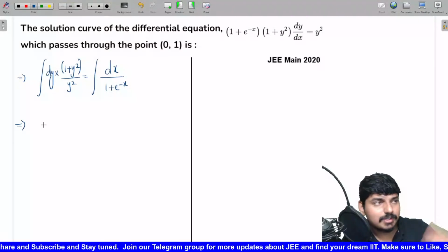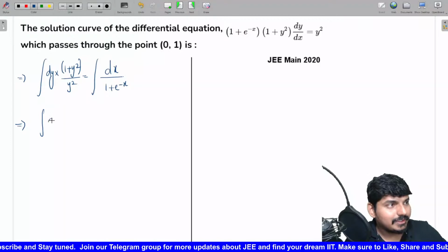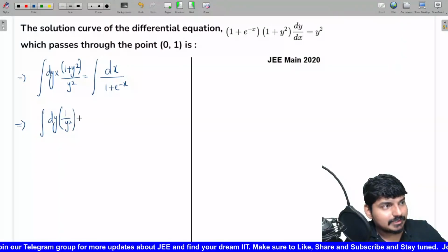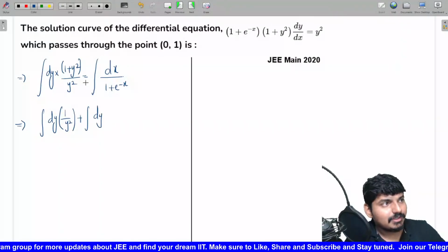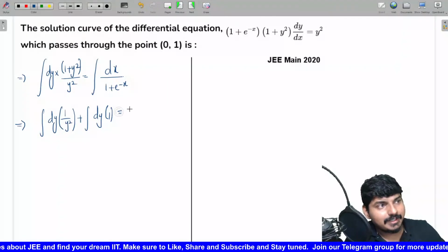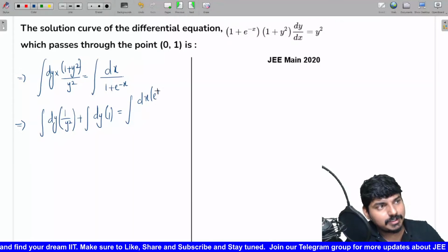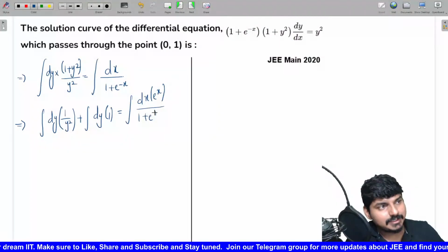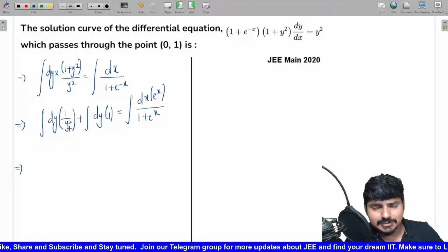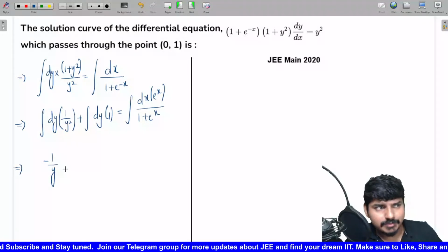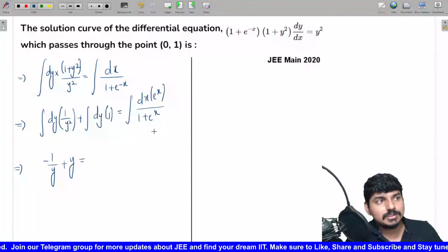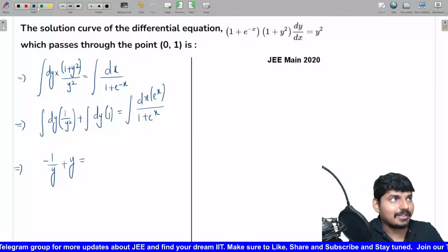From here try to understand, this is what you're going to get: integration dy into 1 by y square, plus integration dy, since y square by y square is 1. This is what you get on the left hand side. The right hand side you can write as dx into e raised to x divided by 1 plus e raised to x. Now on the left hand side, the integration of dy into 1 by y square is minus 1 by y, plus integration dy is y. And how do we do the integration of the right hand side term?